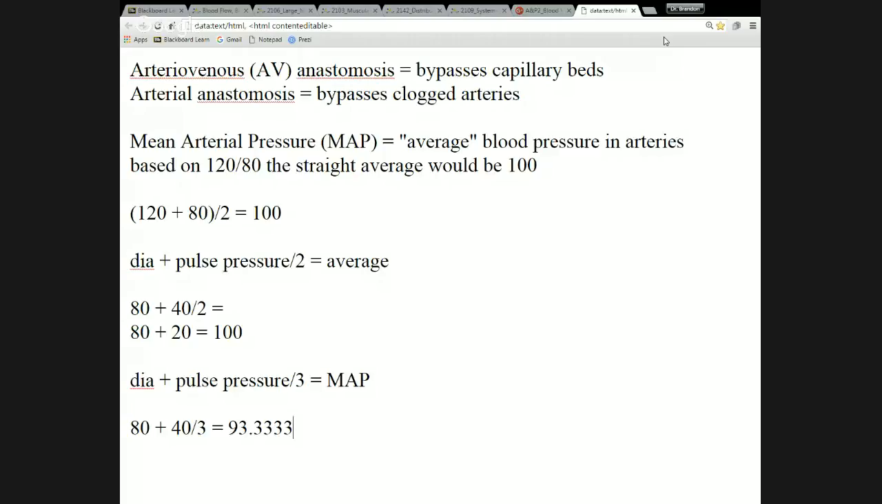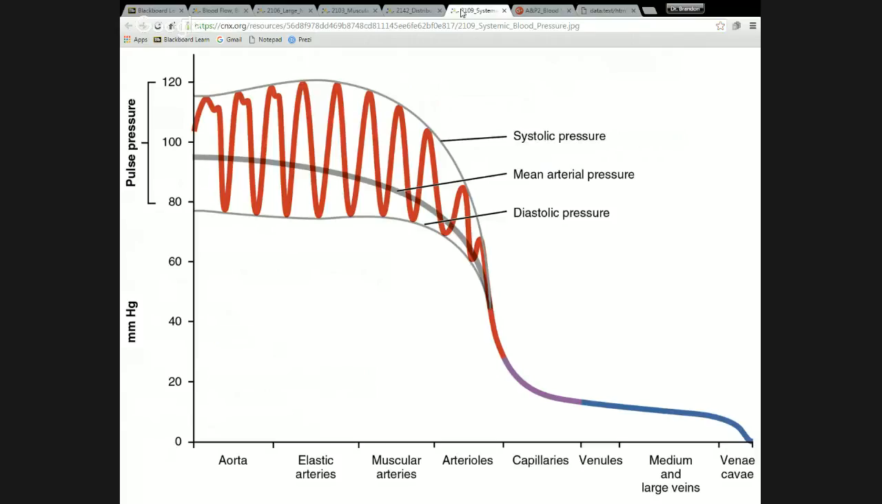And so the mean arterial pressure for 120/80 would be 93.3333. And that's essentially where this gray line is. It's a little bit below 100. And that's what mean arterial pressure is. So the gray line that we see here, as it feeds into the collapsed red line of the actual arterial pressure, going into arterioles and capillaries and continues on here, shows us a smooth curve for the whole thing.